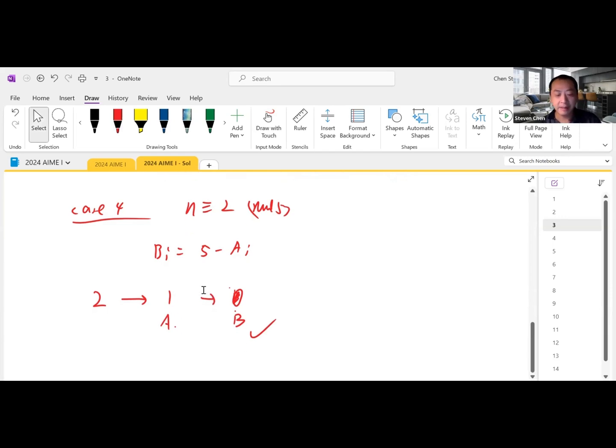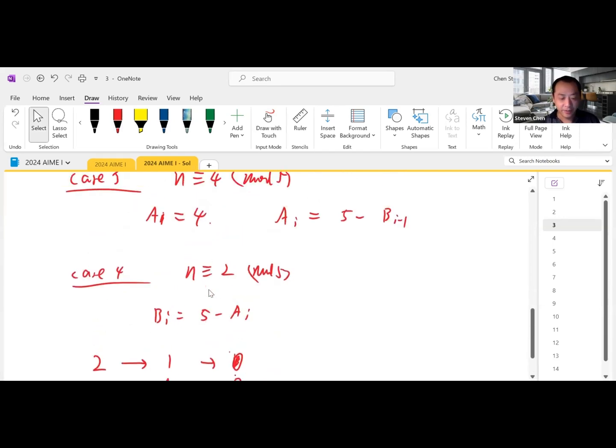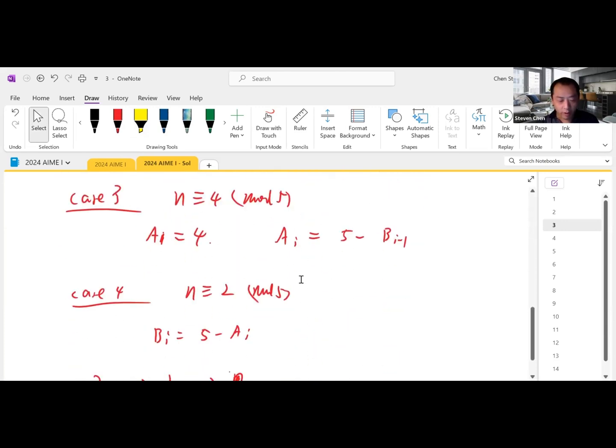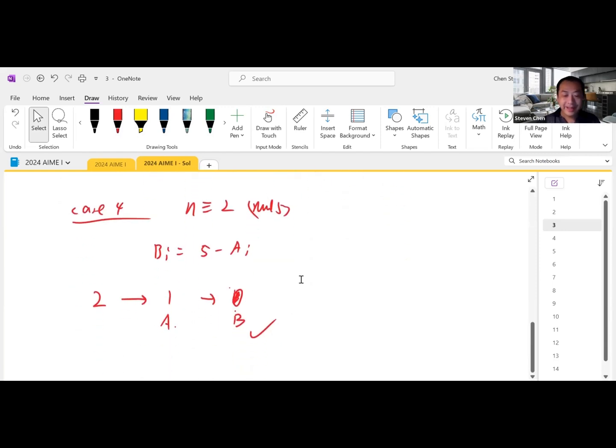So let's count the number of n that fall into this case. So recall that we write 2024 in such a form, right? So the quotient is 404 and the remainder is 4. Therefore, for this case, for n that has remainder 2, the number of solutions should be 405. Okay.